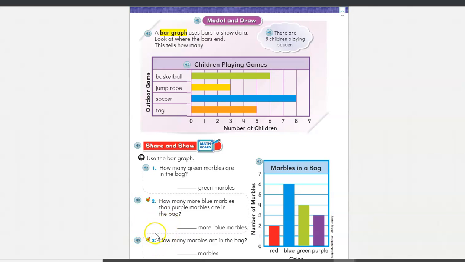Oh, here's a big question. How many marbles are in the bag? So now this question's asking what? It didn't say a specific color, did it? So that means I need to be counting red marbles, blue marbles, green marbles, and purple marbles. 2 plus 6 plus 4 plus 3. Now I know my addition properties tell me that I can add them any way I want.